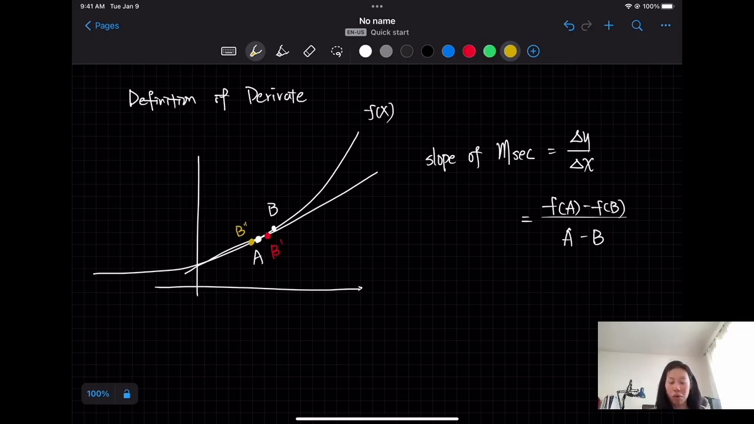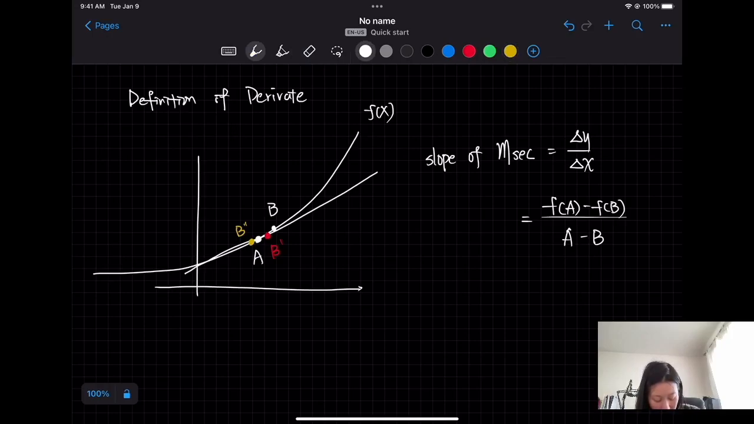So how do we represent that? We can say a point A and a point A plus h, where h is the distance between them. Suppose the distance between A and B could be positive or negative, because the point can be on both sides as long as they are small enough.